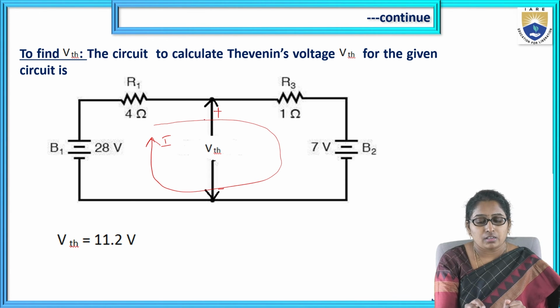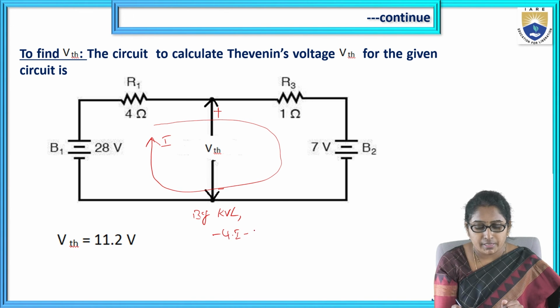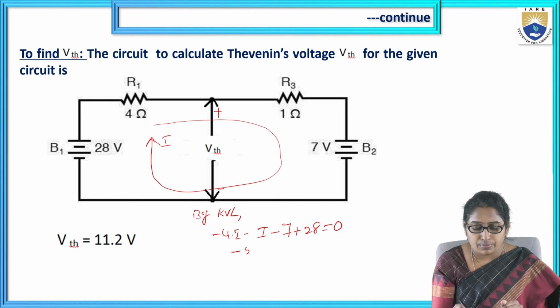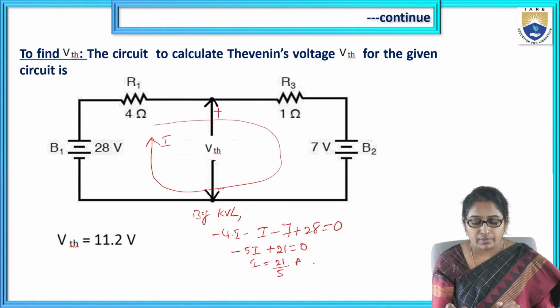Then get this VTH. By KVL, what is the equation? I start from here: minus 4I minus 1I minus 7 plus 28 equal to 0. So minus 5I plus 21 equal to 0. So I equals 21 by 5 amperes.